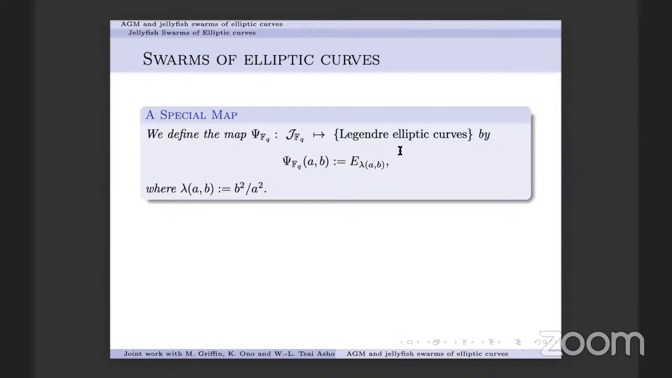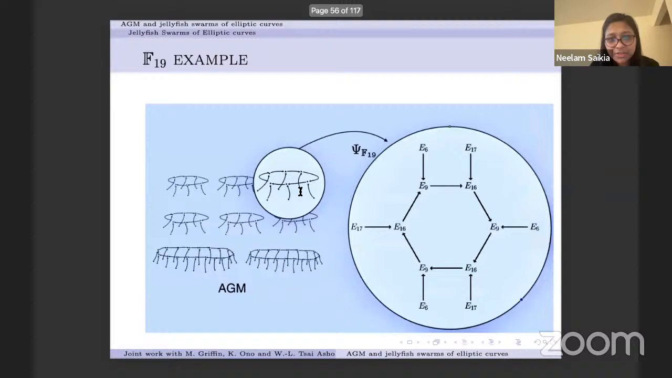So this is our map that takes AB to E of B square over A square. So here, the next thing is we need to observe what is the significance of this map?